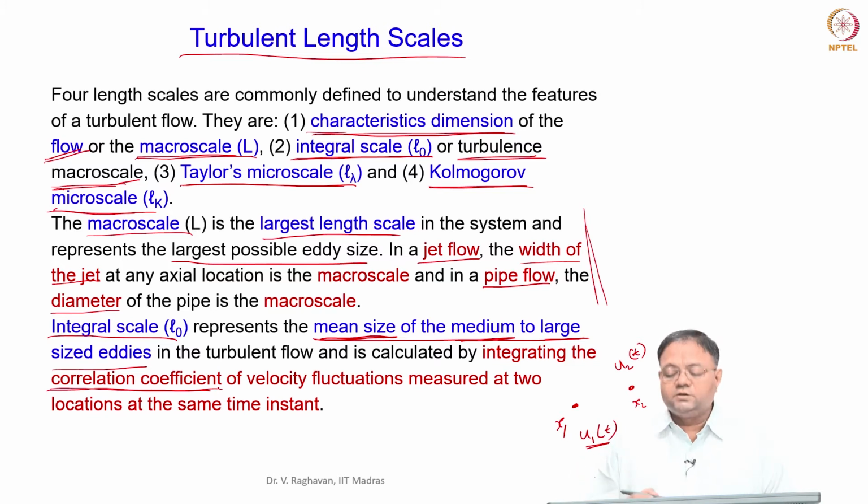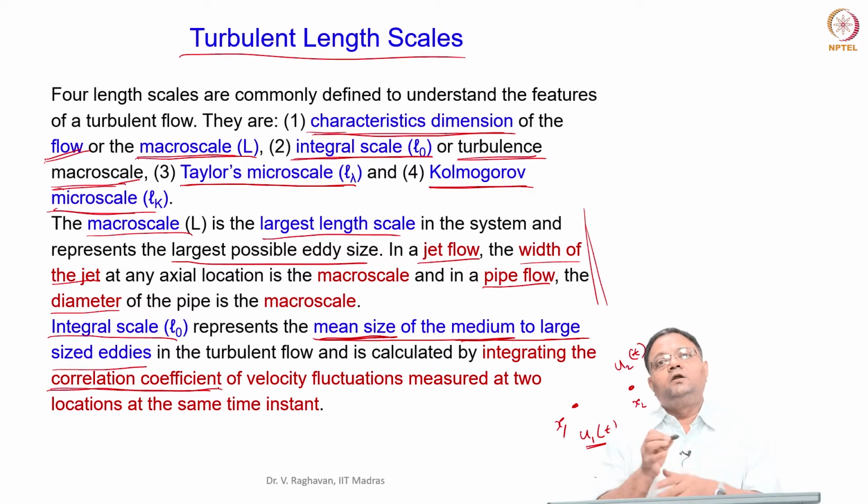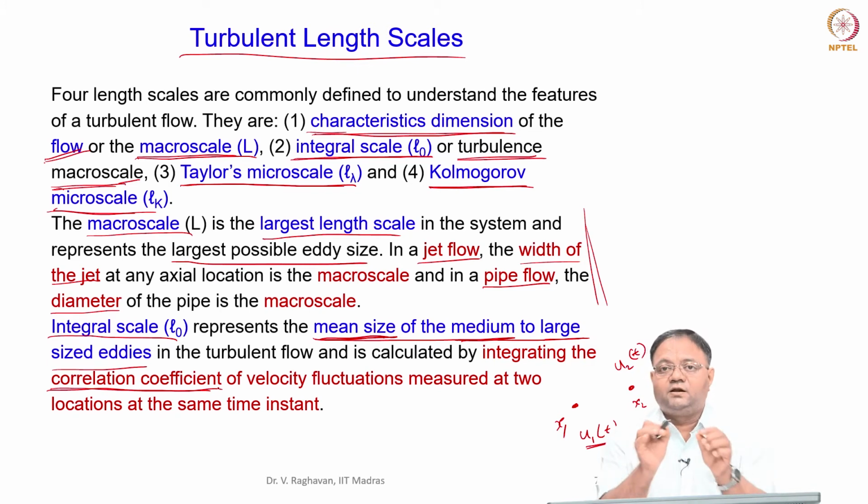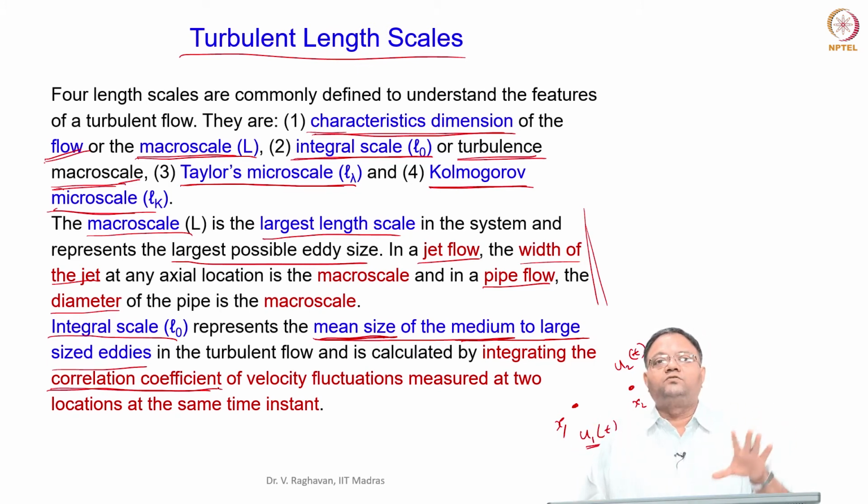That correlation will tell you the size of the eddies. If the points are within a particular eddy, they will correlate better. If the points are not within an eddy, they will not correlate. So based upon the correlation, I will decide the size. When I do this measurement at different x1, x2, etc., I will know what is the medium size eddy, what is the large size eddy, etc.